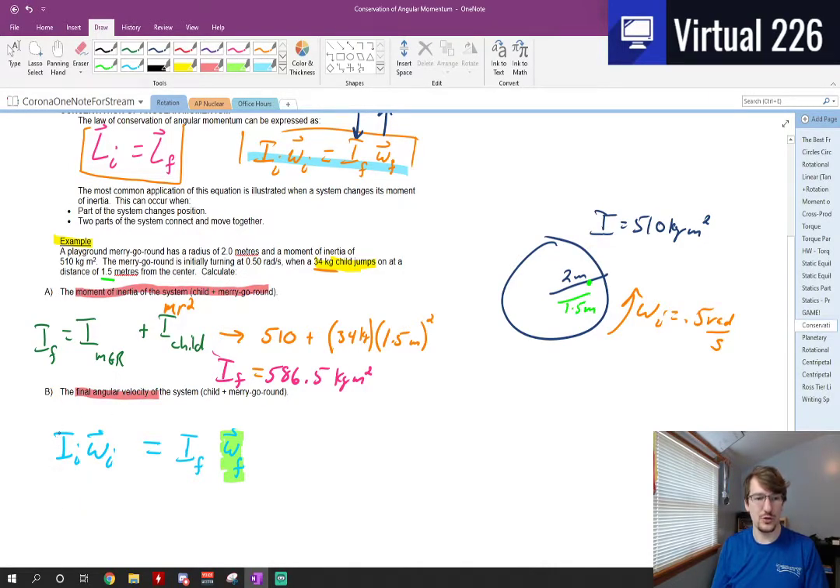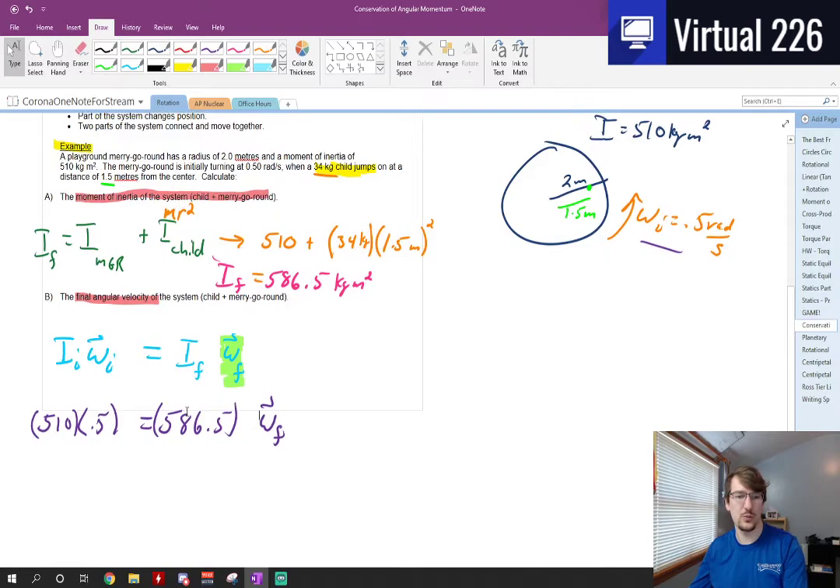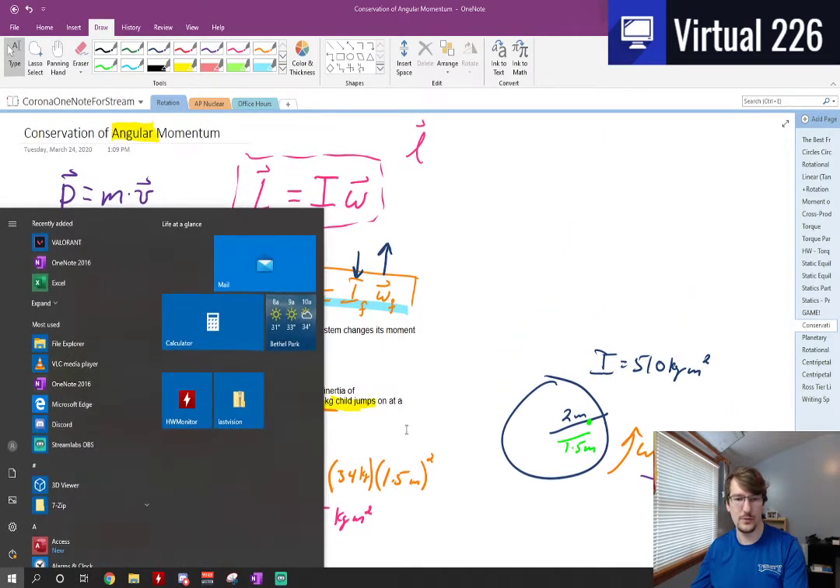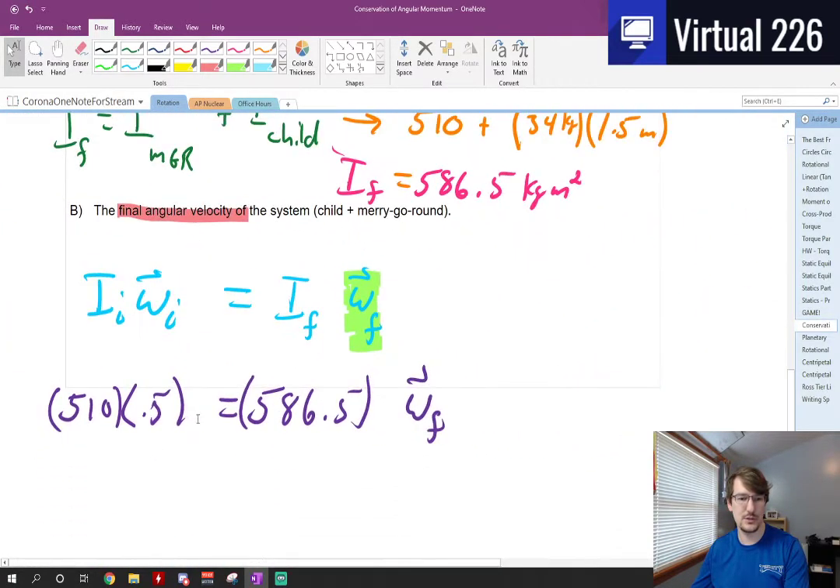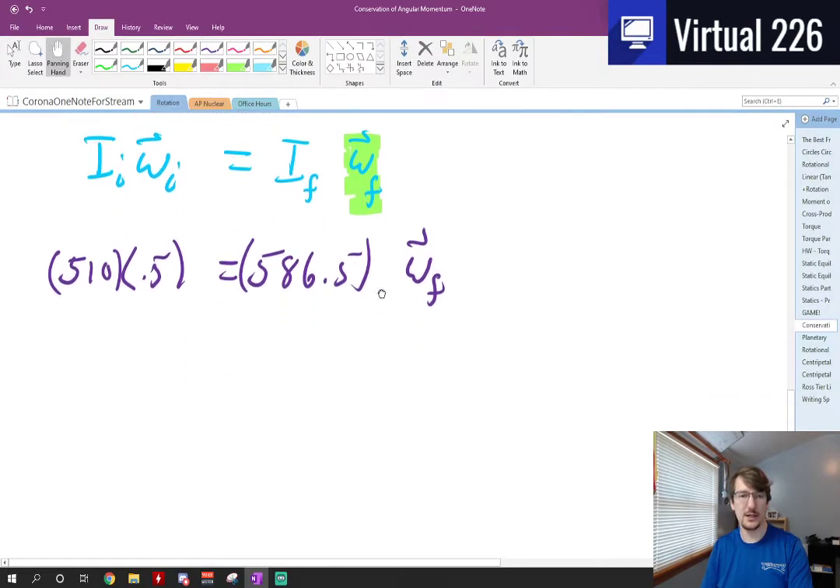We know the initial moment of inertia is just the merry-go-round by itself, so that's our 510. We know the initial angular velocity was that 0.5 rads per second. That has to equal our final moment of inertia, the 586.5, times some final angular velocity, which is what we are looking for. So let's take a look at that here.